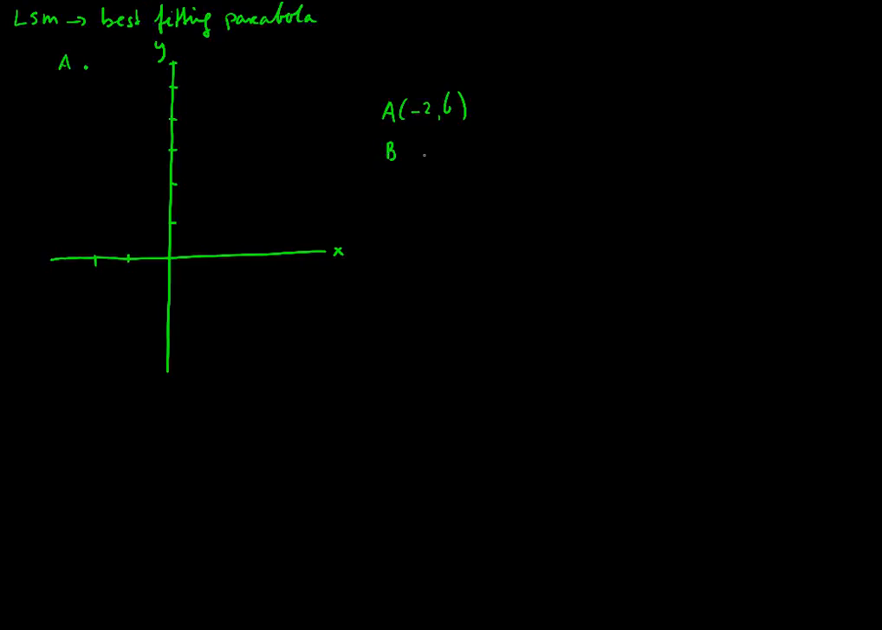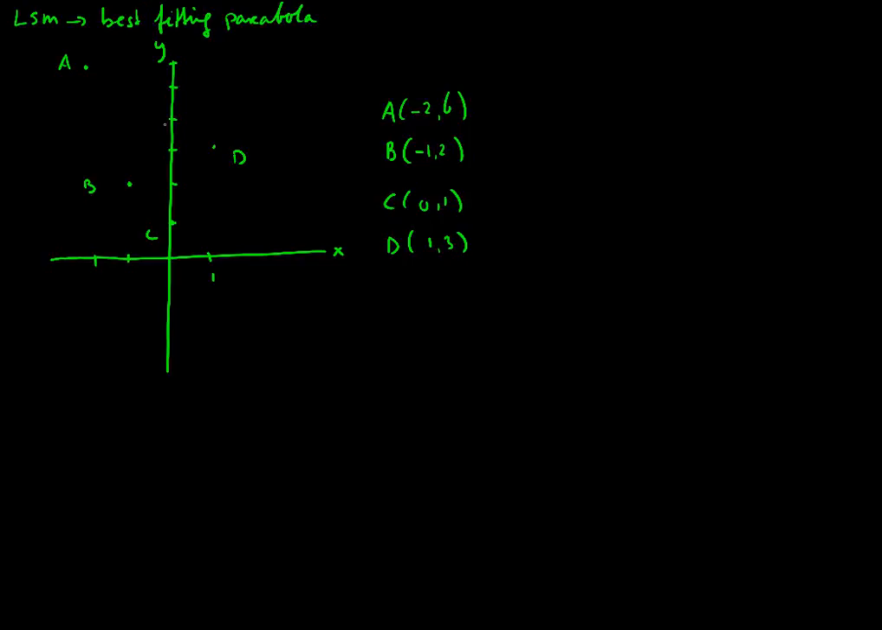We have a point B, (-1, 2). So somewhere there. Then we have C, (0, 1), there. And we have point D, which is (1, 3). And I have here point D.